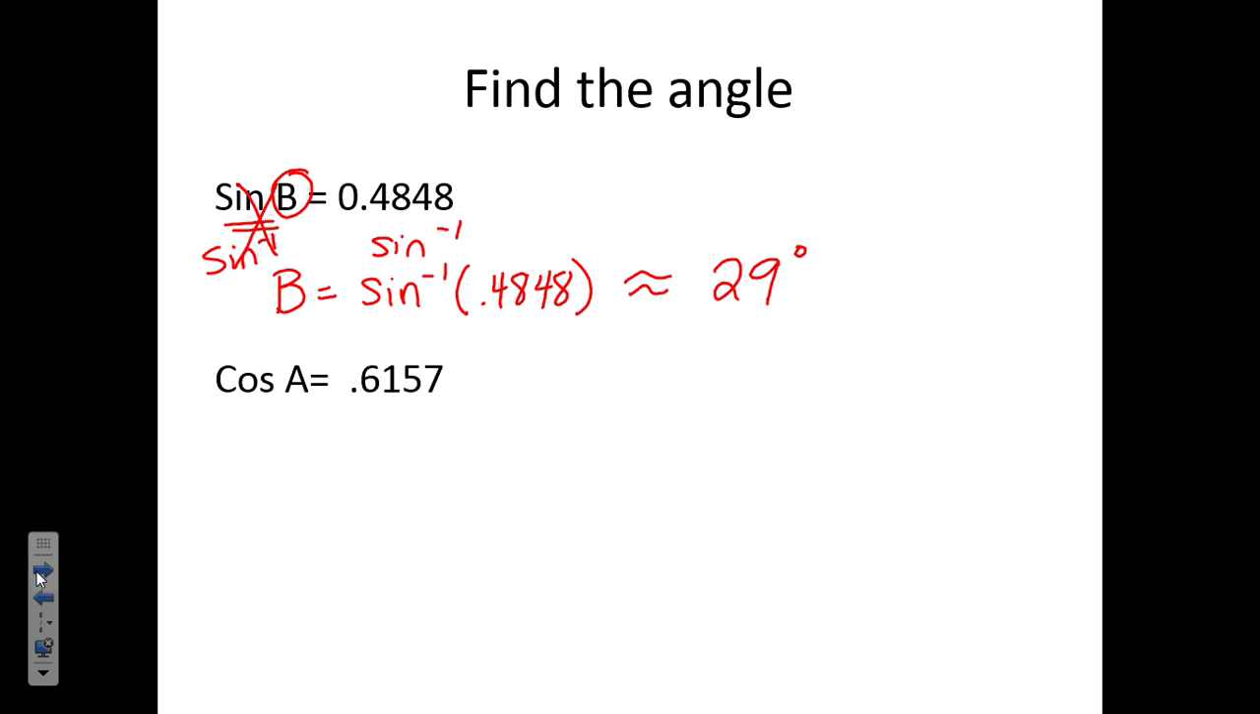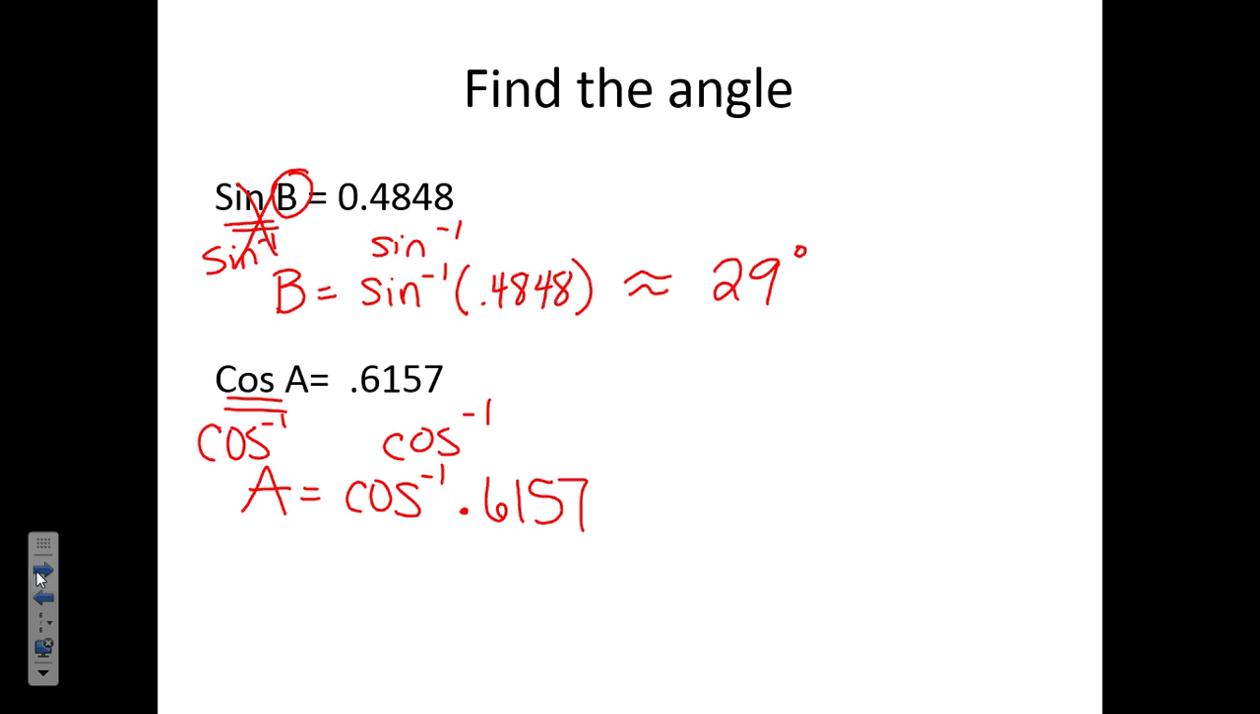Okay, and then let's do the same one with the cosine. Since the cosine ratio was what was set up here, was what the problem says, I will do inverse cosine to find the angle then. So angle A, however many degrees it could be, will be found by doing inverse cosine of 0.6157. So inverse cosine of 0.6157 is approximately 52 degrees. I'm rounding a little bit there. So A is approximately 52 degrees.